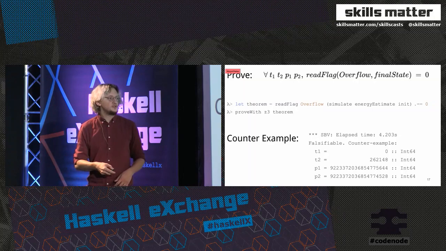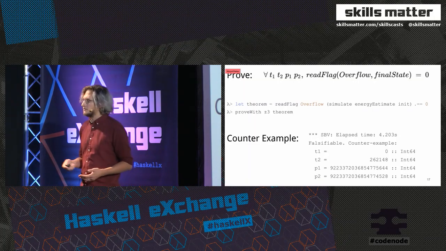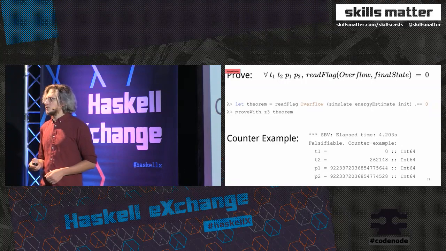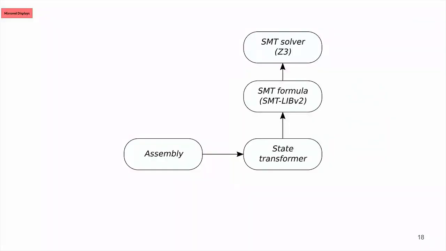So if we substitute those concrete values into the program, we will get an integer overflow. So right, how did that work? What was the semantics of all that? We started with assembly, and we somehow compiled it into a sequence of what we call state transformers, basically symbolic computations in the state monad. I will explain that later.